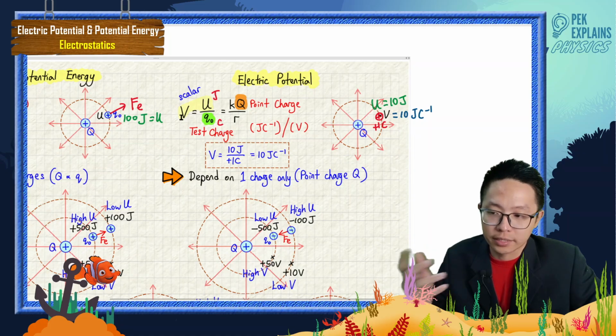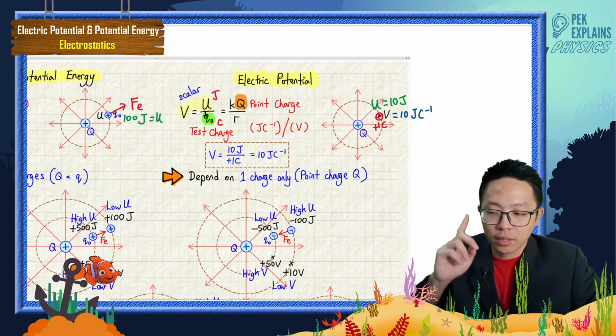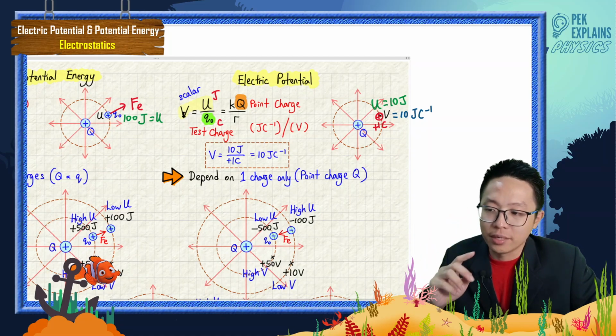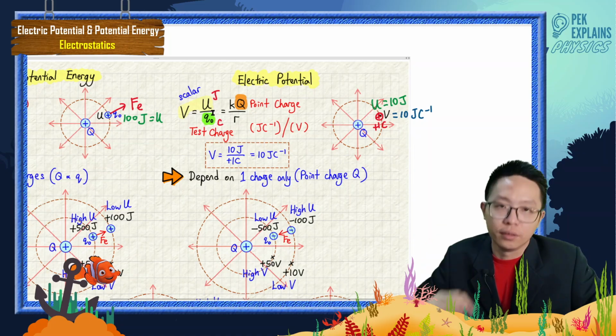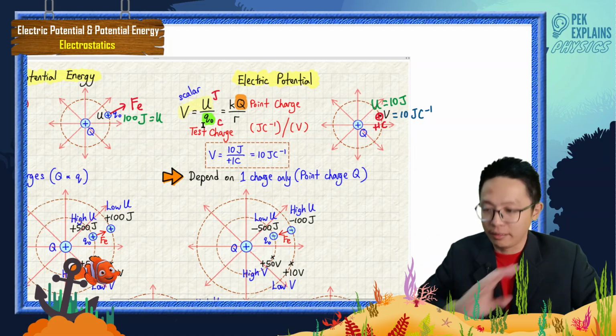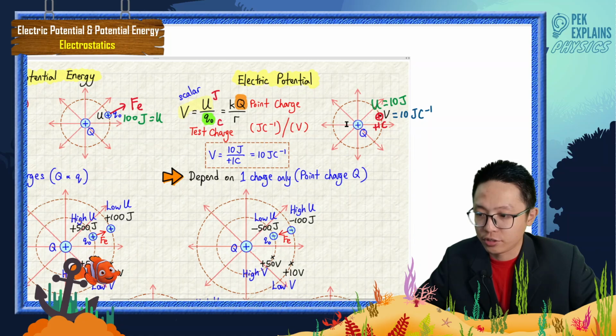Why is potential a scalar quantity? Because potential is actually potential energy for only positive 1 coulomb. Okay, clear enough. So the formula is KQ over R. Yeah, it only depends on the point charge.